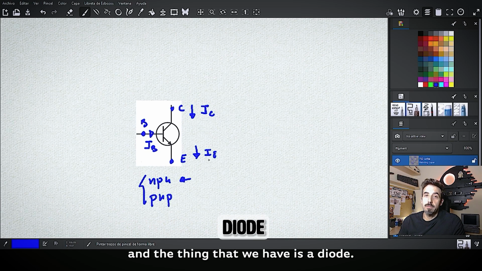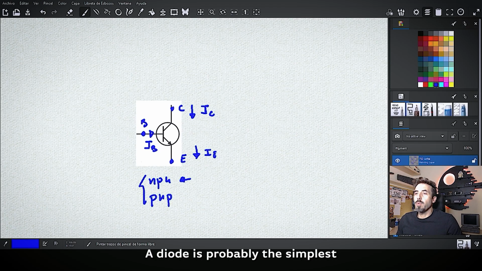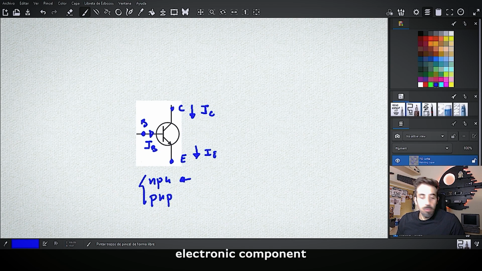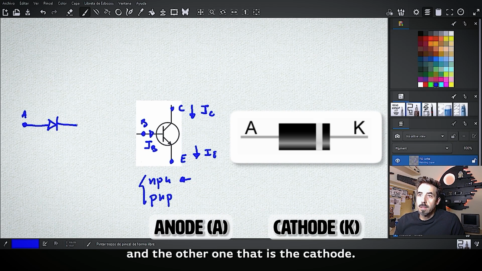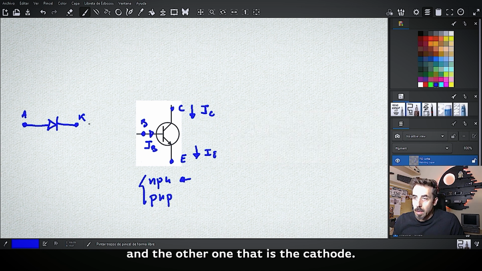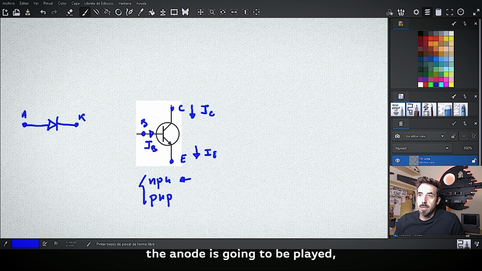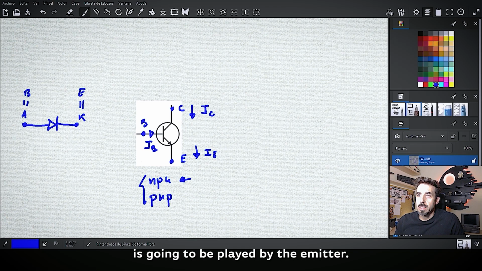And the thing that we have is a diode. A diode is probably the simplest electronic component that you are going to find. This element has two terminals. The one that is here is the anode, and the other one is the cathode. So in our transistor, the role of the anode is going to be played by the base, and the role of the cathode is going to be played by the emitter.